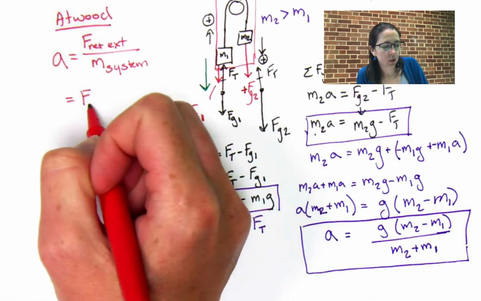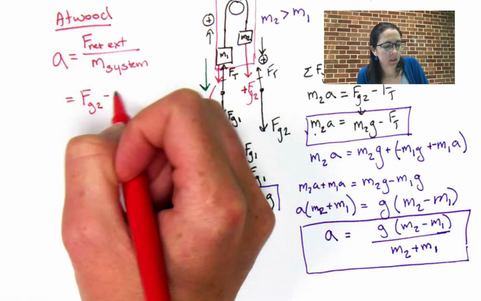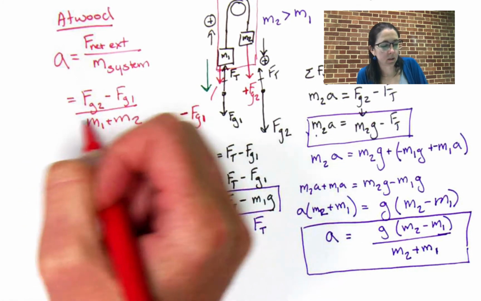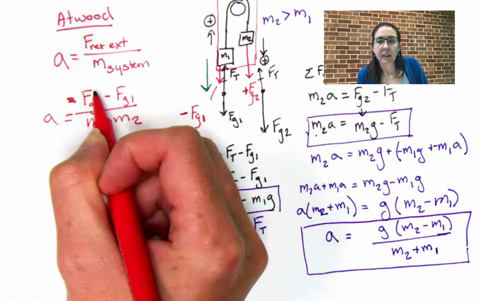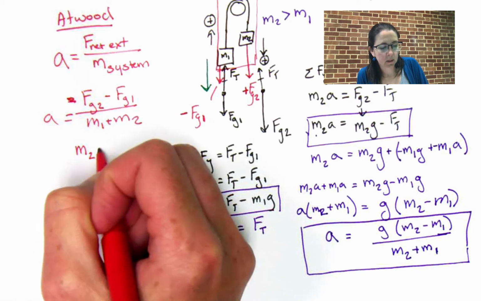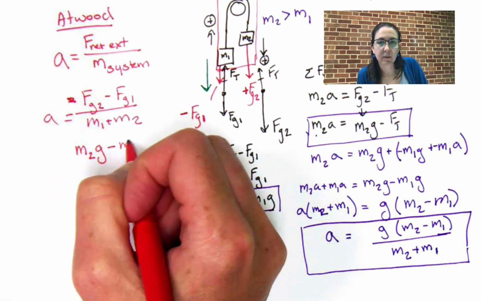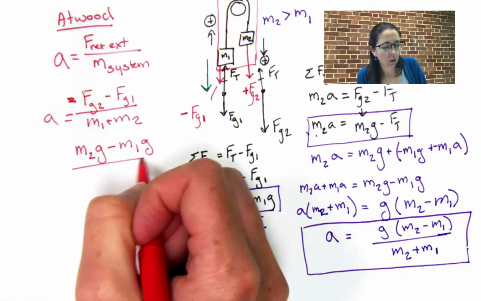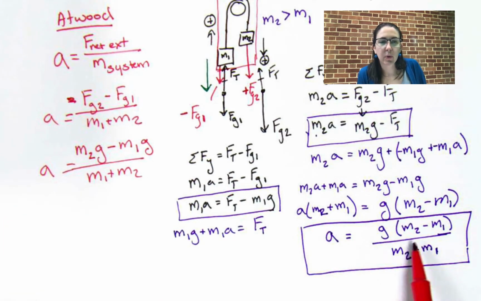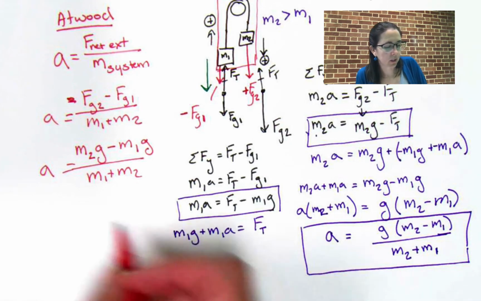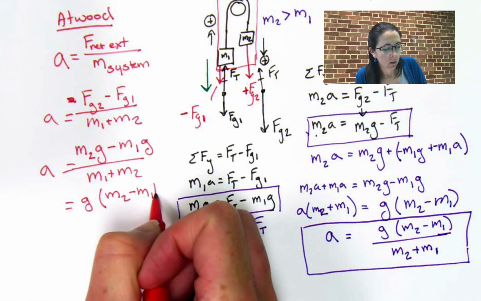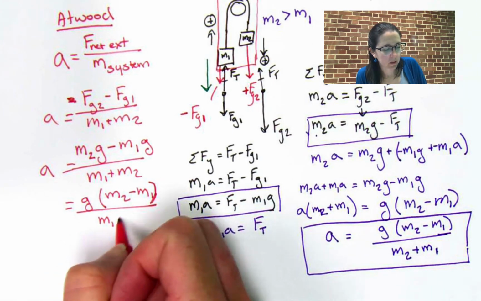So we have Fg2 minus Fg1 over m1 plus m2, the mass of the system. Substituting in, we get the second mass times the gravitational field strength minus the first mass times the gravitational field strength, over the sum of the masses. This looks pretty much the exact same as over here. We'll just pull out our gravitational field strength: g times m2 minus m1 over the sum of the masses.